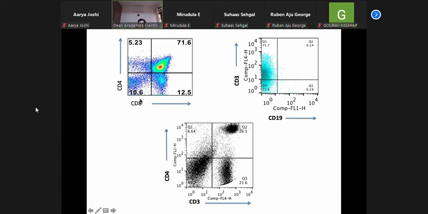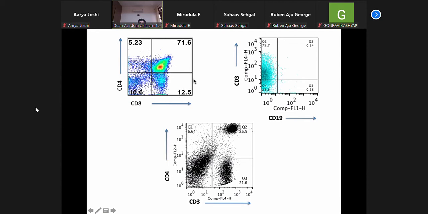Express CD8. So these cells are called double negative, and they are coming from the lymphocyte population. So these are lymphocytes, okay, but they do not express any of the markers. They are CD8 or CD4 negative. Now, in this quadrant, so these different sections are called quadrants: Q1, Q2, Q3, Q4, something like that, right?